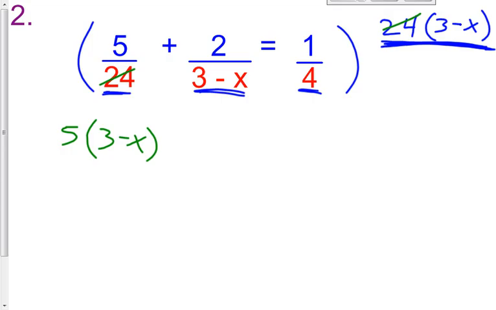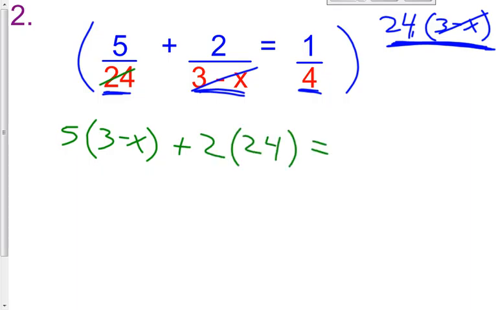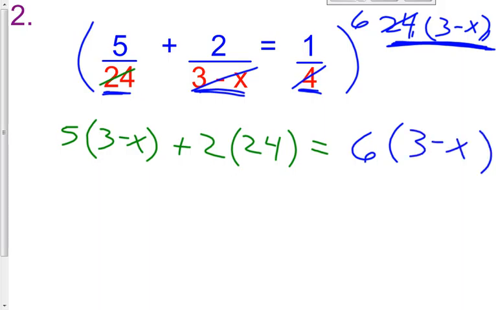Next term, 24 times the quantity 3 minus x times 2 over 3 minus x. These 3 minus x's cancel. So now we're left with a positive 2 times 24. And then our third term, the 24 and the 4 reduces to 6. So now it's 1 times 6 times 3 minus x.